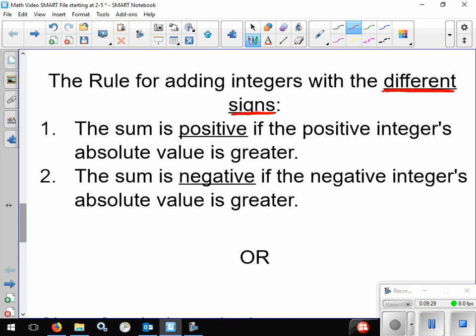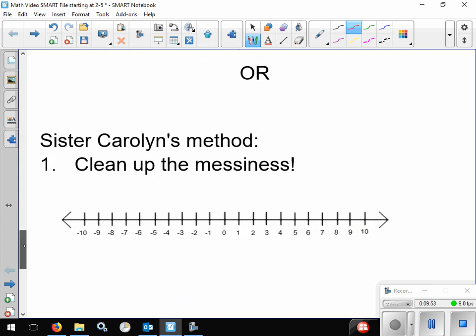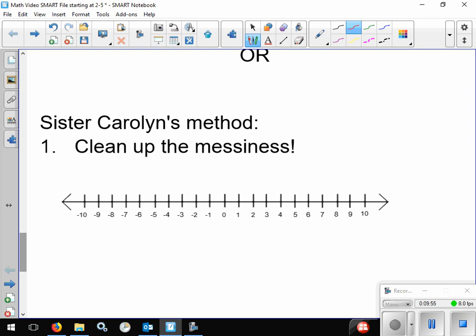So it's if the positive integer's absolute value is greater. And the sum is going to be negative if the negative integer's absolute value is greater. Or you can use my rule and just say clean up the messiness. Again, that's my rule. That's how I do it. I don't care which one you do. You're still writing everything down. So if I scroll too fast, pause the video and write everything down.